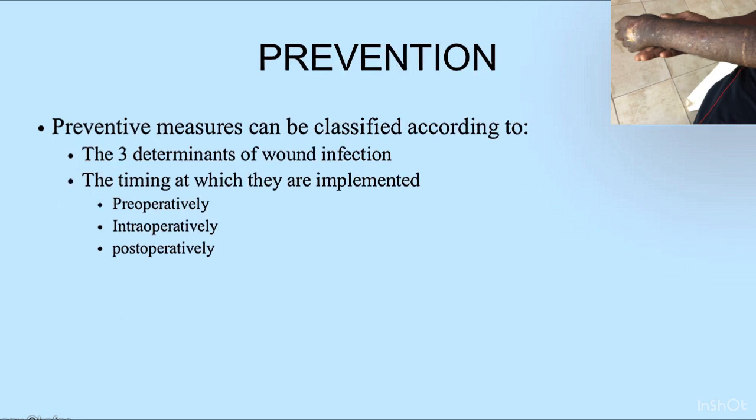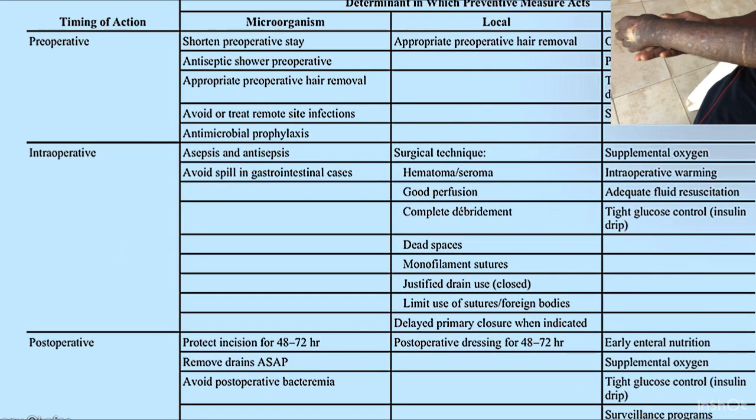So preventive measures can be classified according to the three determinants of wound infection and also the timing at which they are implemented, either preoperatively, intraoperatively, or postoperatively. So this table shows the various preventive measures.